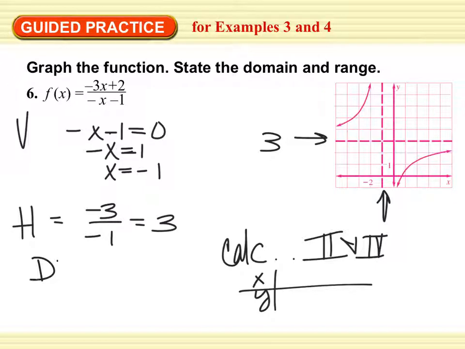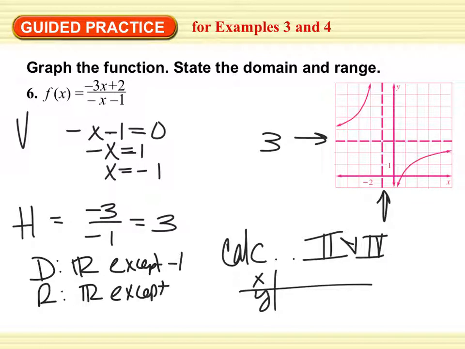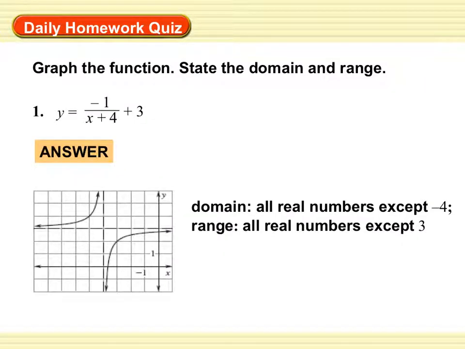My domain here is going to be all real numbers except -1. Range is going to be all real numbers except 3. Daily homework quiz. I didn't state the domain and the range of the last ones. Ugh.